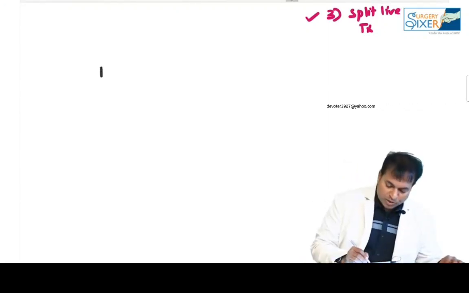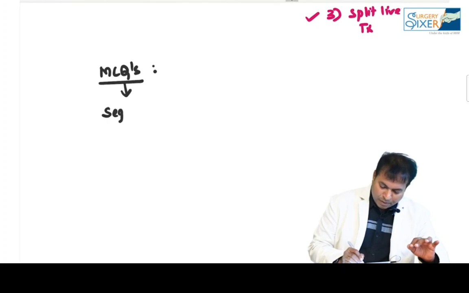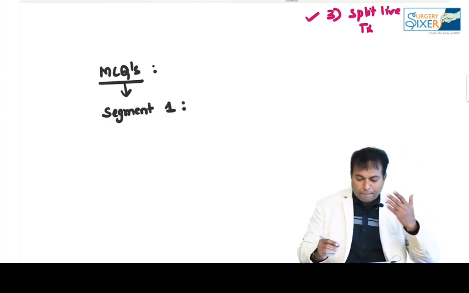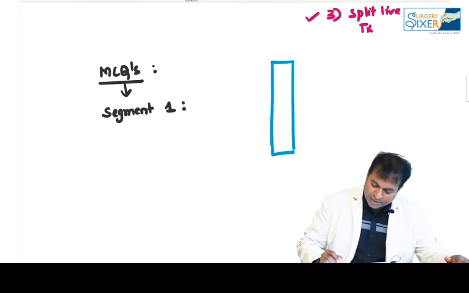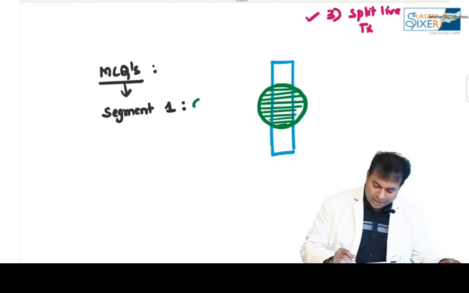So now let me tell you the MCQs asked from this. MCQs asked from segment. So please don't forget the first MCQ. Segment 1 is what? Segment 1 is separately located. It is exactly located on the IVC. Here it is located like this. It is segment 1 which is sitting on the IVC. It is known as caudate lobe.